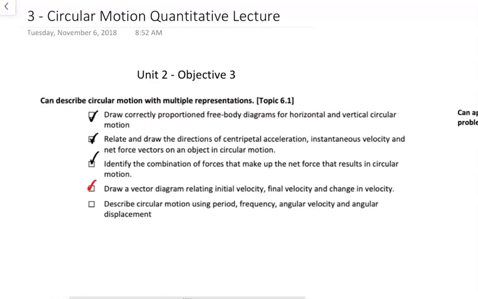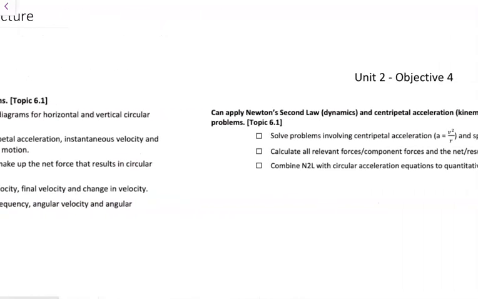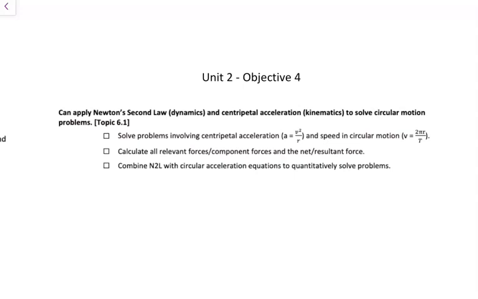We're going to start with describing circular motion in terms of period, frequency, angular velocity, and angular displacement. That's going to be the first part. Once we are able to identify these different variables, then we can also move towards actually solving problems involving centripetal acceleration and circular motion. We're going to calculate all relevant forces or component forces that produce circular motion. Other than from last class just identifying it, we're now going to calculate those forces and calculate a net force. And then we're going to combine Newton's second law with circular acceleration or centripetal acceleration to again problem solve.